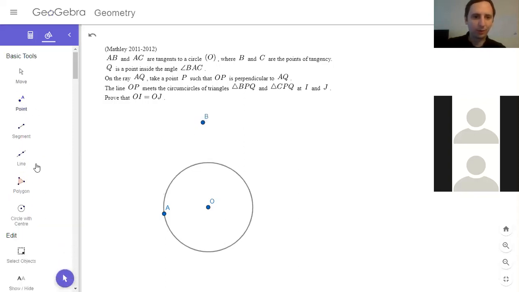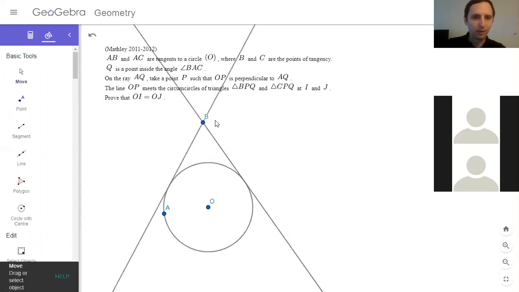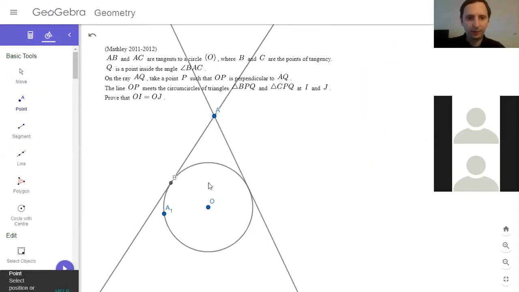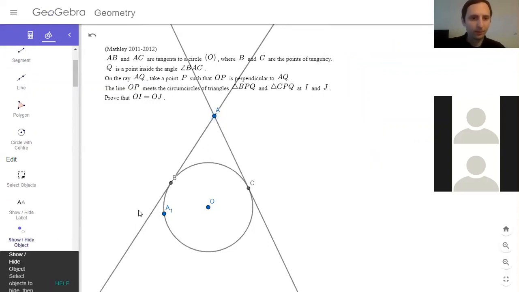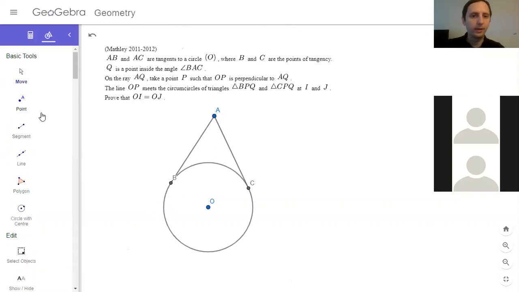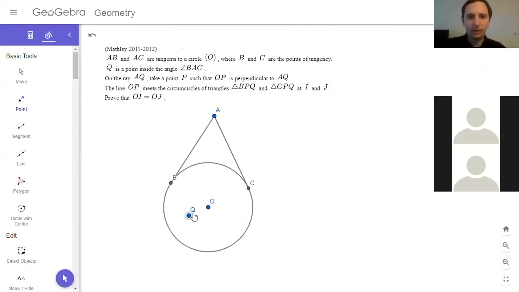So we're going to draw the two tangents to the circle. This should be point A, and B and C are the tangent points. Q is a point inside the angle BAC. This is point Q. P is the foot of the perpendicular to AQ from O.